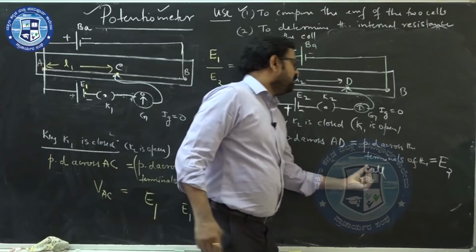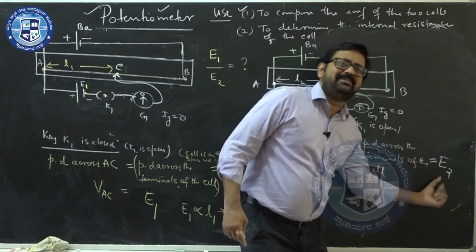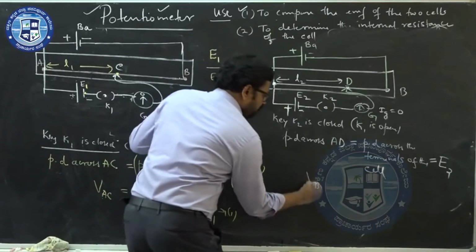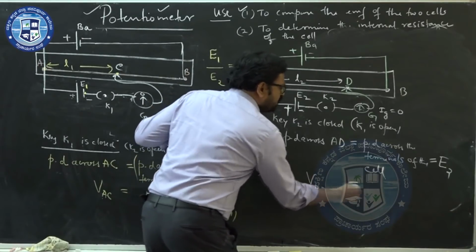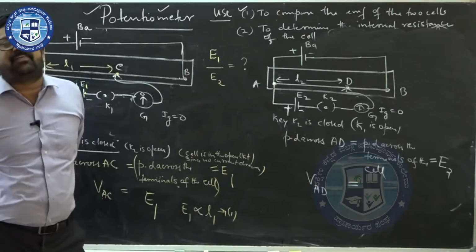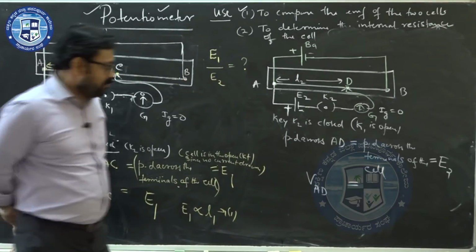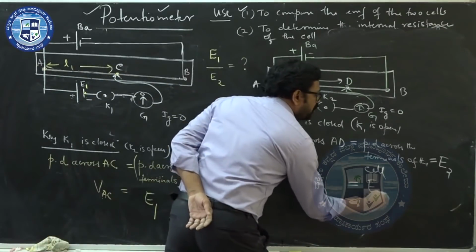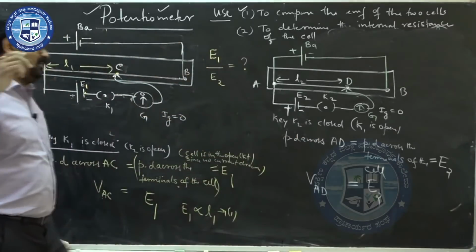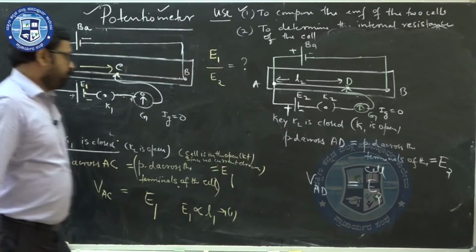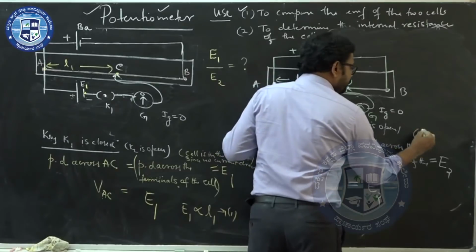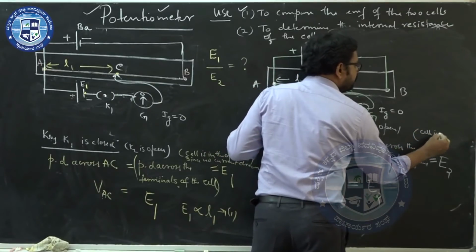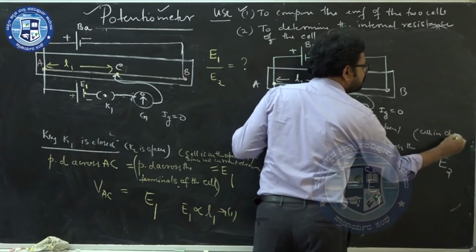At that time, terminal potential difference will always be equal to the EMF of the cell, which means this V suffix AD, that is the potential difference across A and D, can be equal to what? EMF of the cell. So here also the answer is the same. The cell is in open circuit.